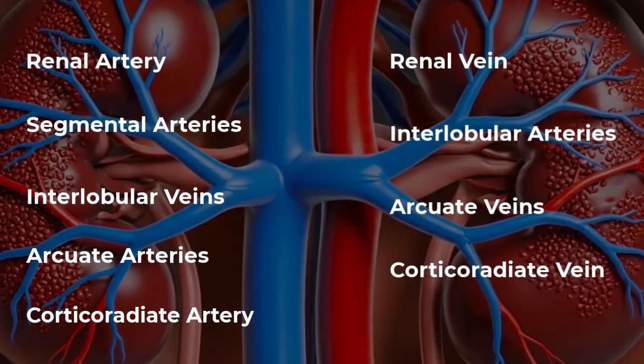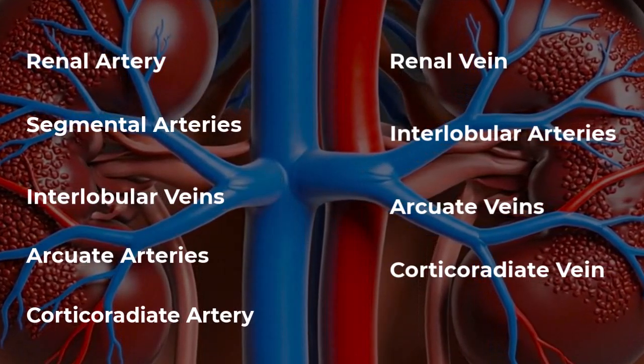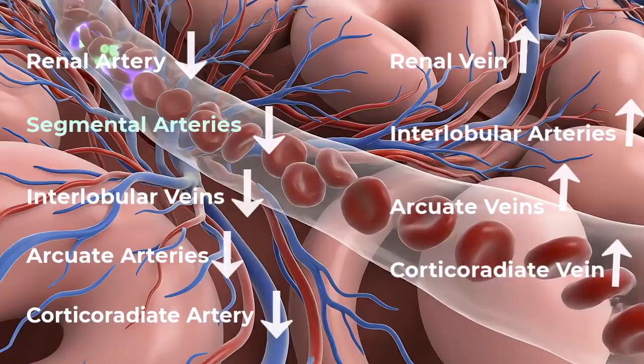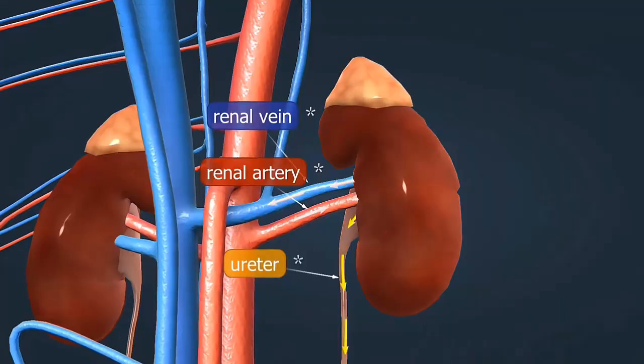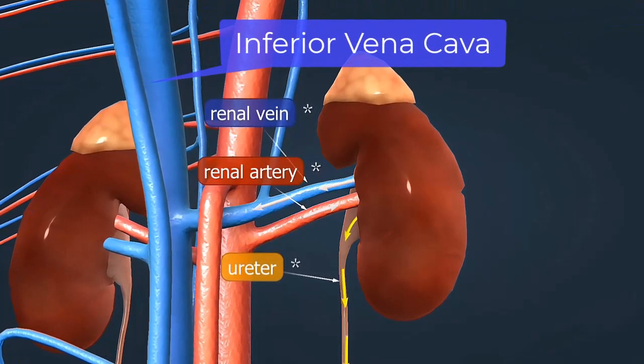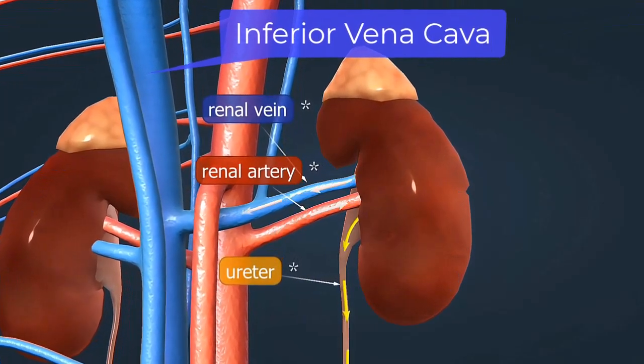These veins travel parallel to the arteries, having the same names. There are, however, no segmental veins corresponding to the segmental arteries. The renal vein leaves the hilum and drains into the inferior vena cava.